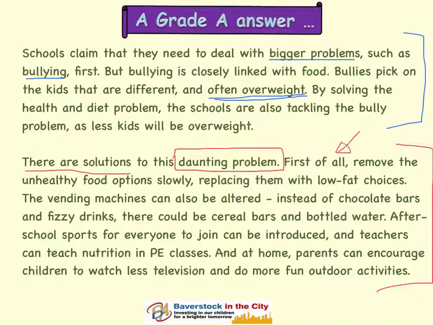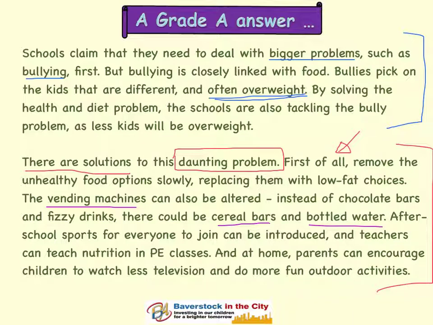First of all, nice, remove the unhealthy food options slowly. So the student isn't trying to get rid of everything that is bad in one go. Slowly. Then the student goes on to talk about the vending machine here and how that can help solve the problem. Remove the chocolate bars and fizzy drinks and replace them with cereal bars and bottled water.